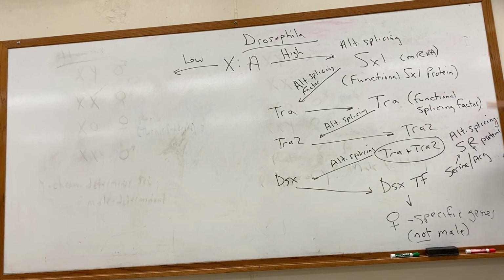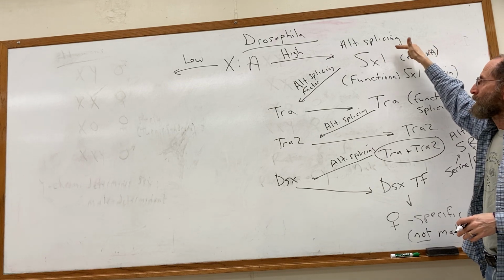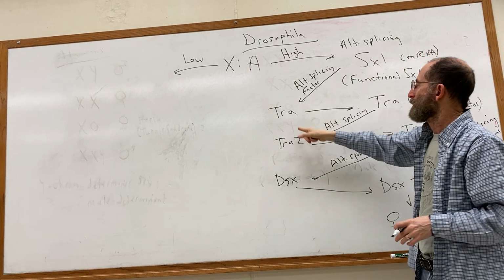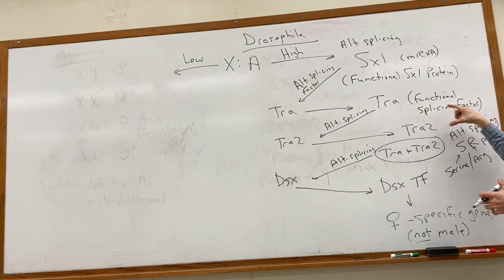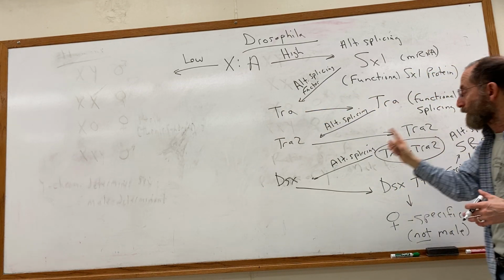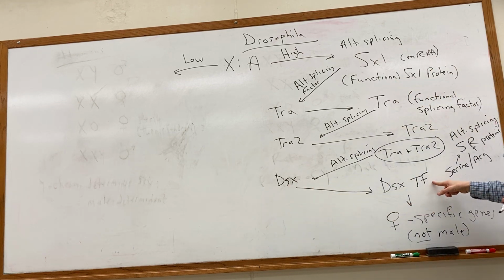So if you follow this pattern of alternative splicing, when the ratio of X to A is high, you get the production of alternative splicing factors that in a series of events splice the RNAs for other alternative splicing factors that ultimately lead to alternative splicing of the RNA for a transcription factor, DSX, and that specifically allows for female-specific genes to be expressed.